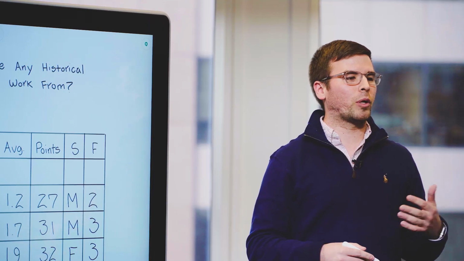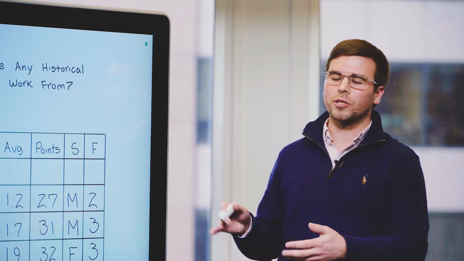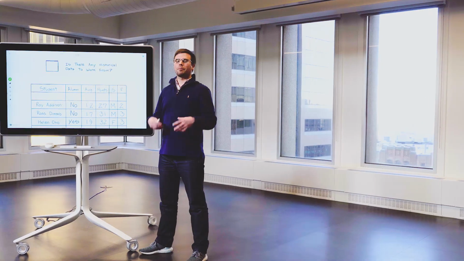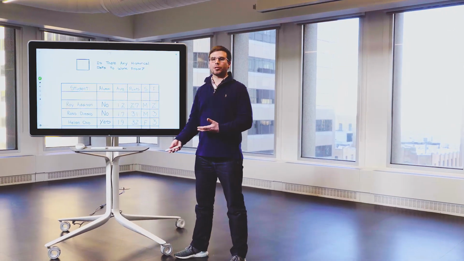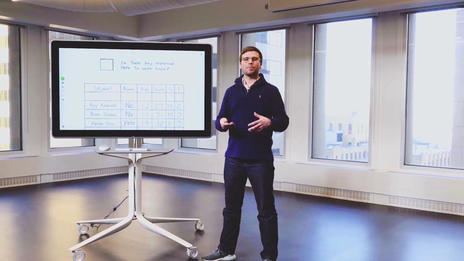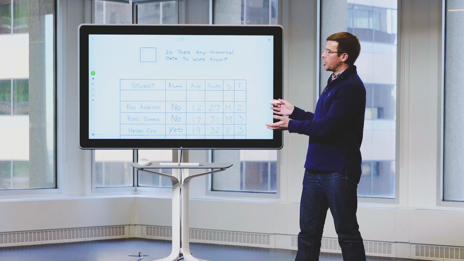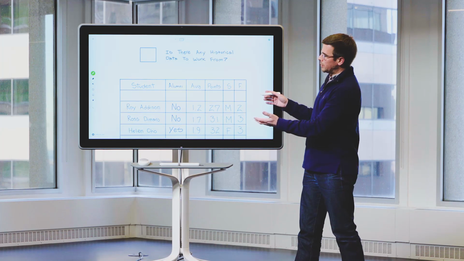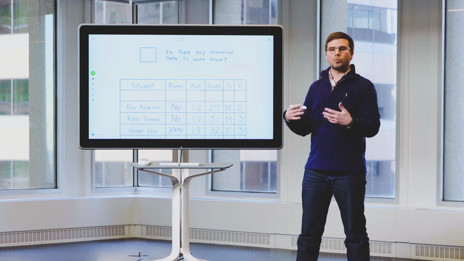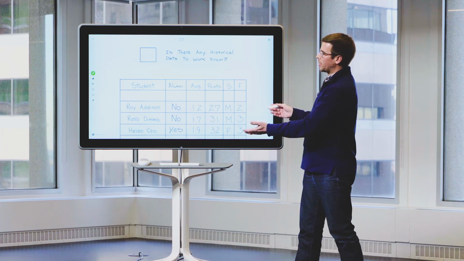Next, we have to evaluate whether there's any historical data to work from. The data needs to include measurements of what it is that we want to predict. Otherwise, we're going to be attempting to predict things that we've actually never observed. Using the higher education example, the historical data set that we then use to train the machine learning model would probably look something like this.